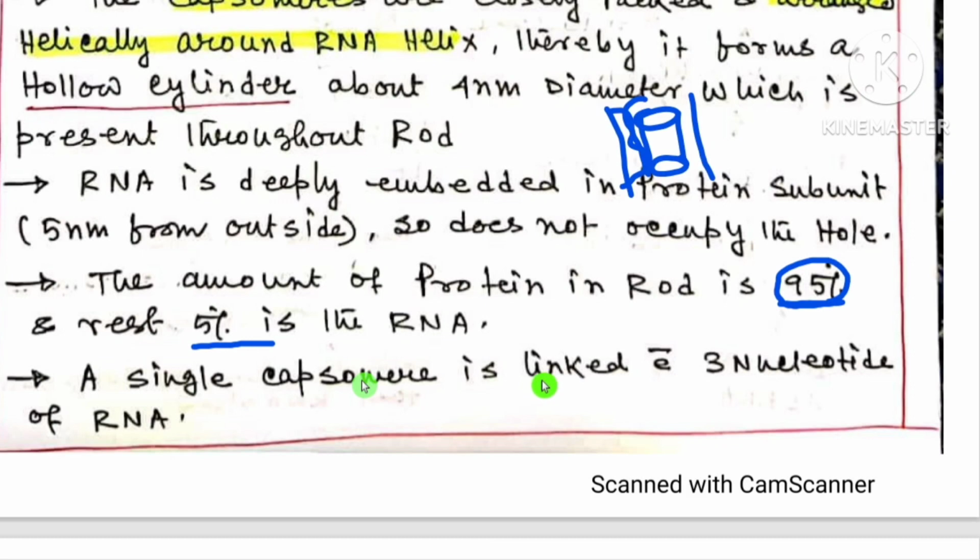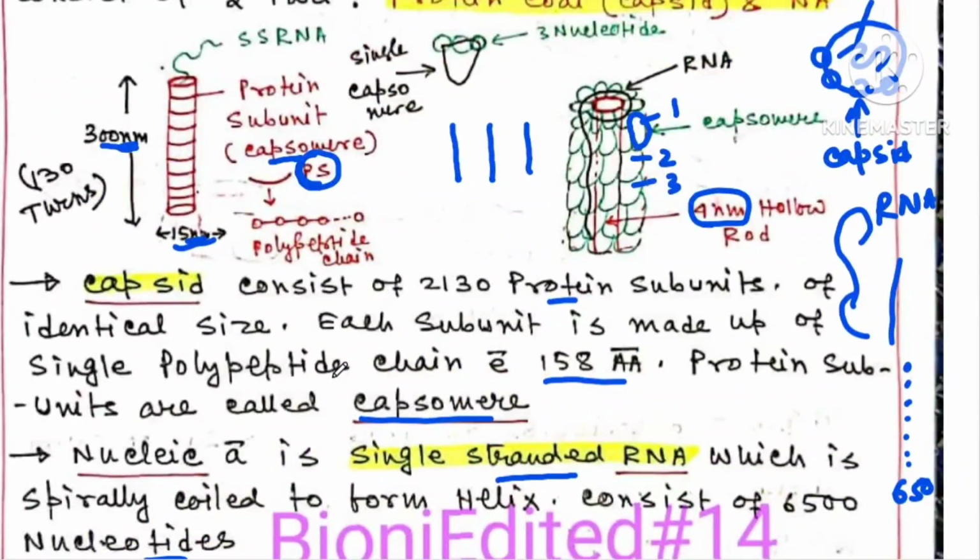A single capsomere is linked with 3 nucleotides of RNA. Suppose this is a single capsomere; it is linked with 3 nucleotides of RNA.